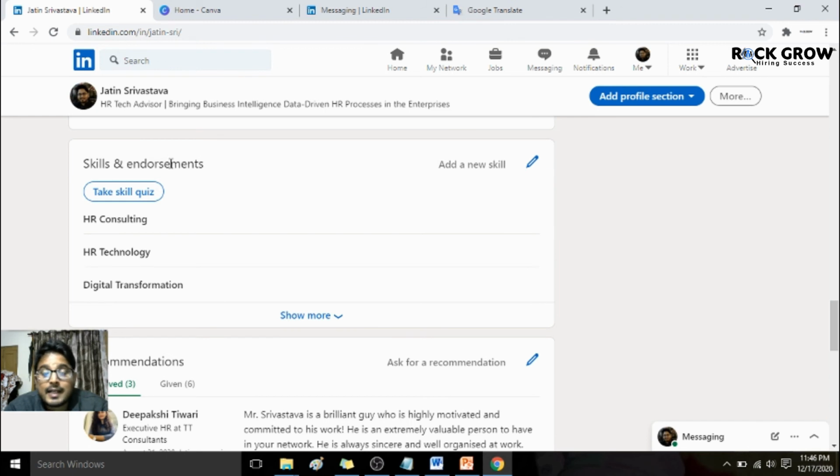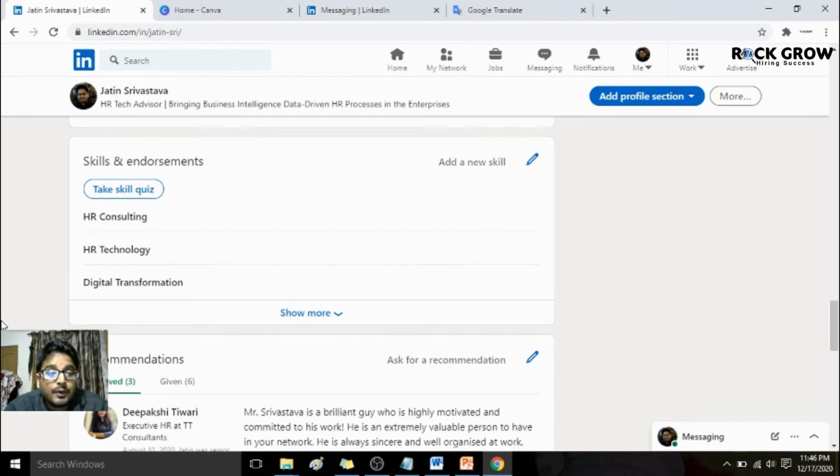Then the skills and endorsement as well. I picked these three skills: HR consulting, HR technology, and digital transformation. My next aim is to basically gain some endorsement on these skills. Okay, then we have recommendation.